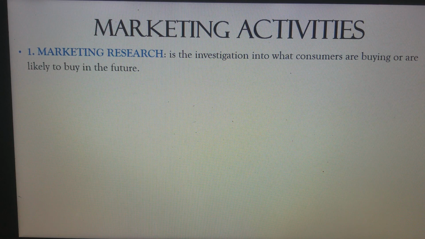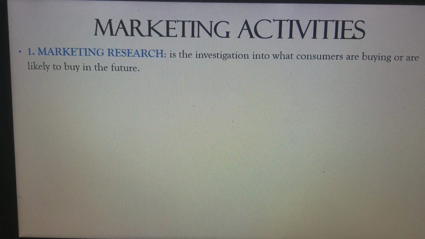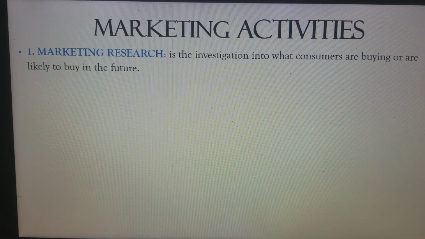Our marketing activities. The first marketing activity we're going to be looking at is marketing research. This is very important in the process of business. Marketing research is the investigation into what consumers are buying or are likely to buy in the future. So marketing research is really trying to find out what the consumers are buying or what they would likely buy in the future.